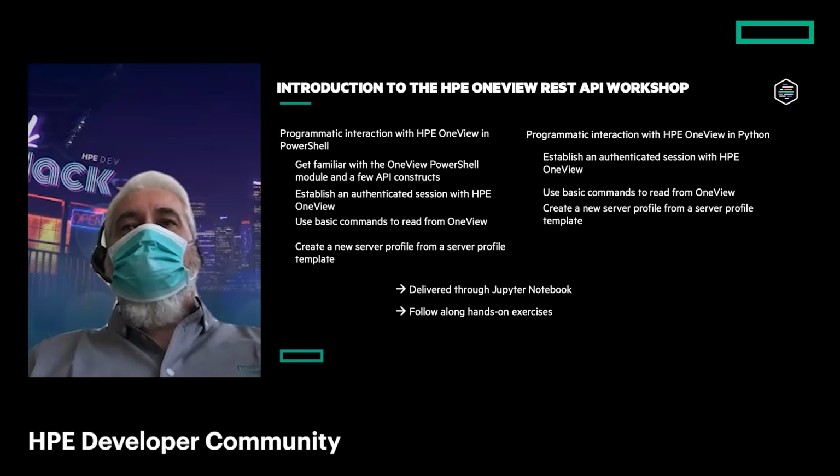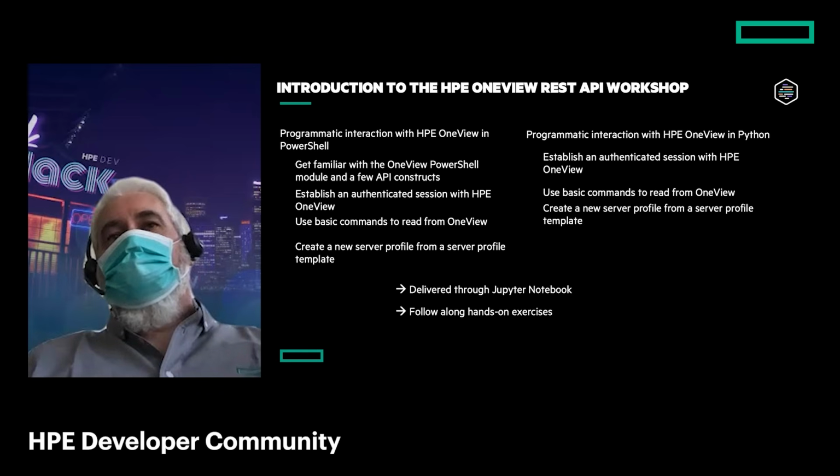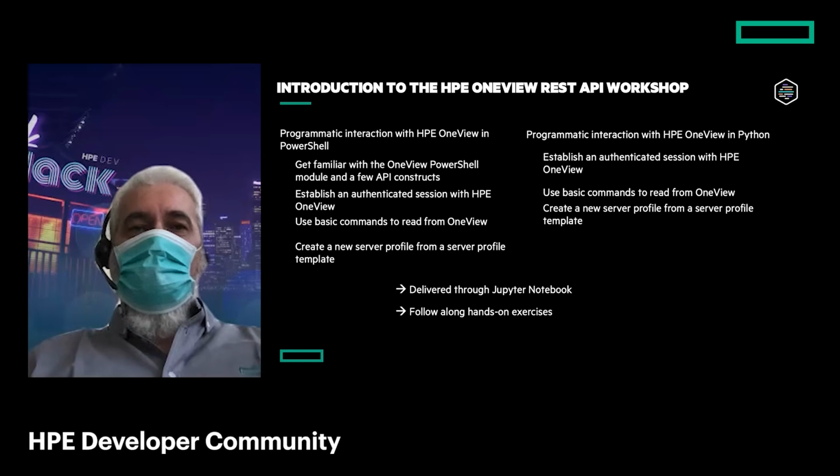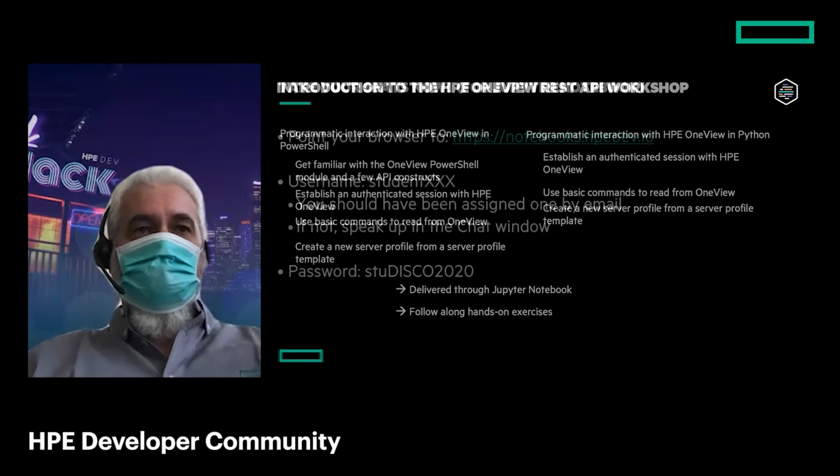And then we'll switch to Python and do essentially the same: authenticate to a OneView appliance, use some commands to read from OneView, and create a new server profile from a template. This will be delivered in a Jupyter notebook, and you can follow along with what I will be doing using your own system, connecting to our Jupyter instance.